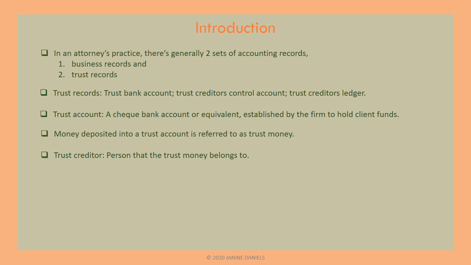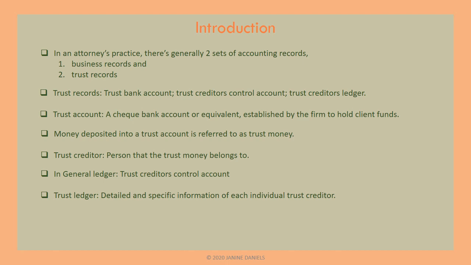Funds deposited into a trust account are not property of the firm. A person to whom the trust money belongs is called a trust creditor. A trust creditor is a liability. In the general ledger, there'll be a trust creditor's control account, which is a summary of all transactions related to trust money. And in addition to this, there'll be a trust ledger containing detailed and specific information of each trust creditor.